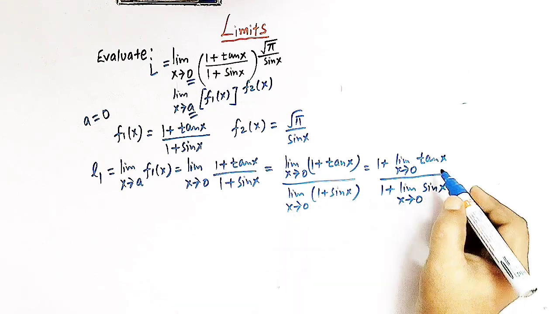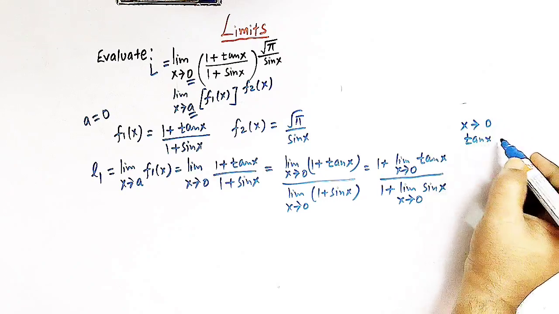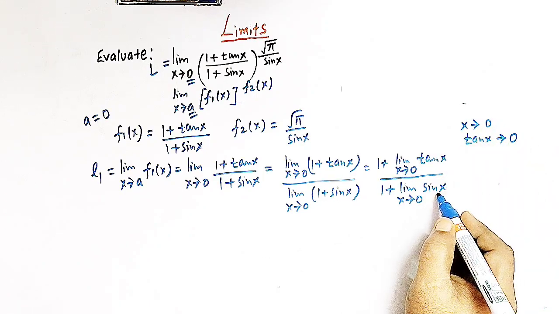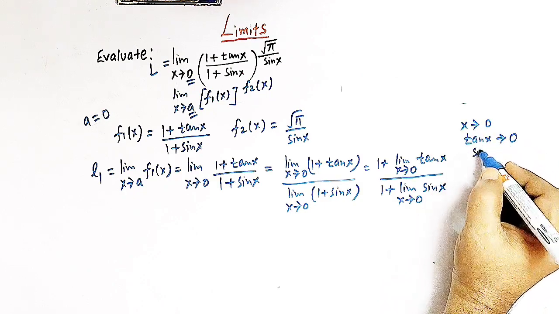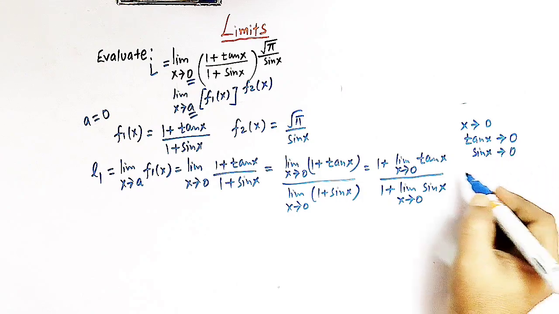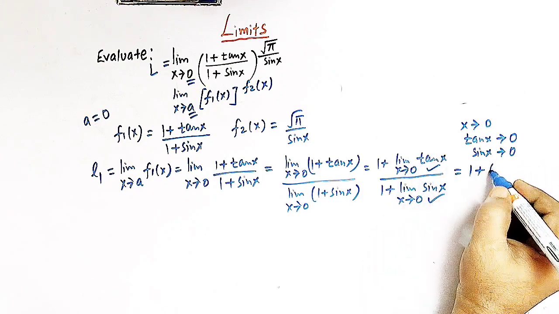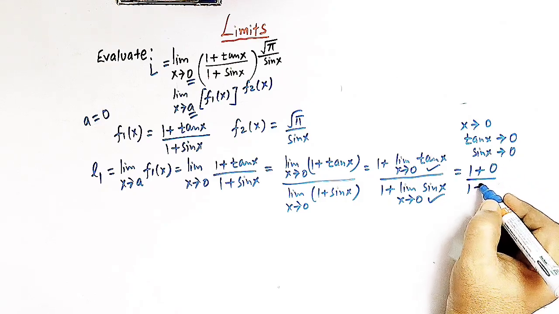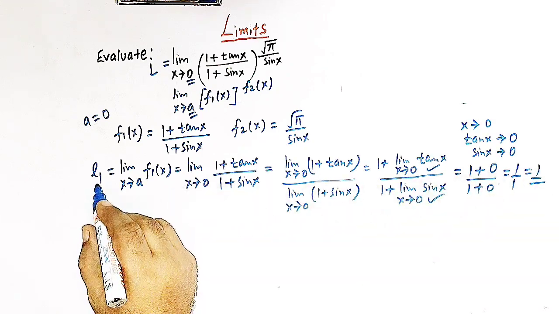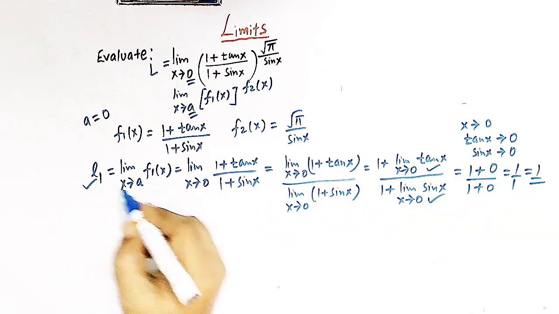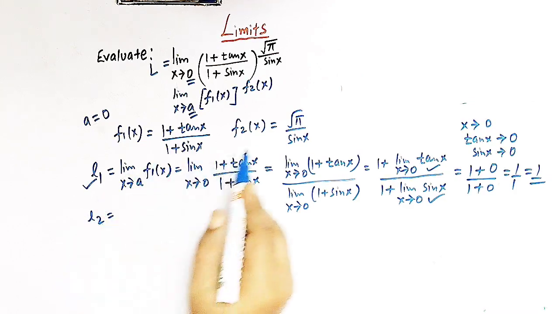So now we have 1 plus limit x tends to 0 of tan x, over 1 plus limit x tends to 0 of sin x. Now see, when x tends to 0, tangent of x also tends to 0, and similar is the case with sin x. When x tends to 0, sin x also tends to 0. So these two limits are equal to 0. So we have 1 plus 0 over 1 plus 0, that is 1 over 1, that is equal to 1. So the value of the limit L1 is equal to 1. Now let us calculate L2.